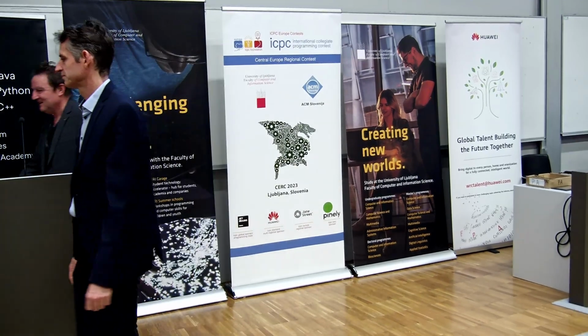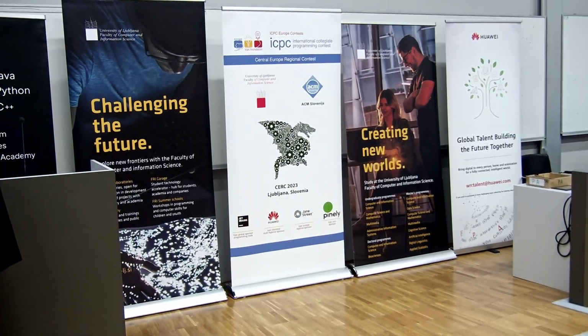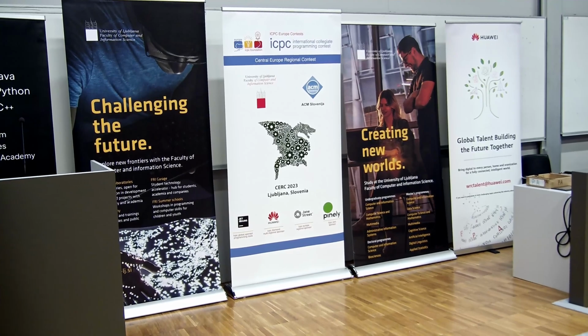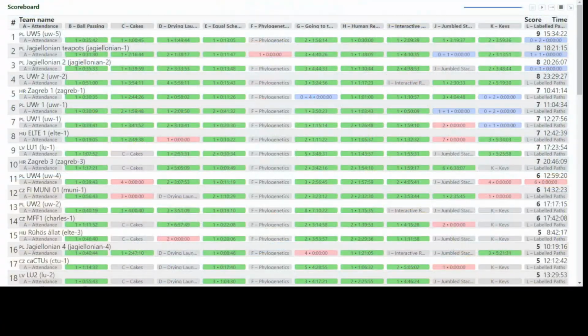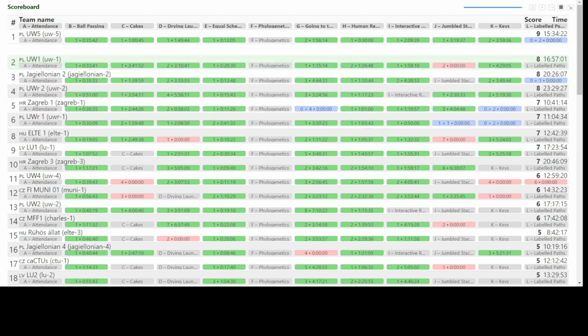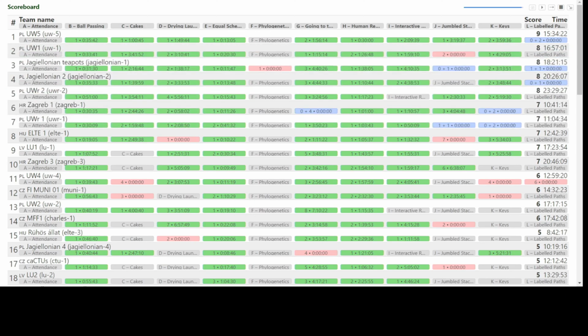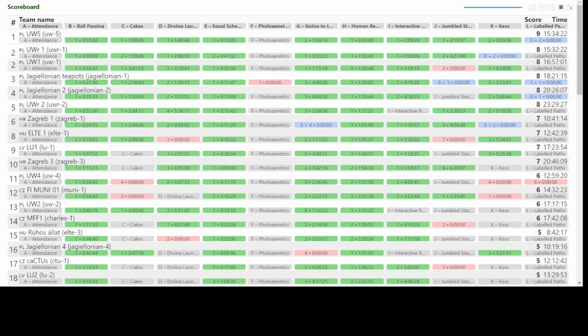In 7th place, we have University of Warsaw 1 with 2 attempts at problem J, which were not successful, but they have 1 remaining attempt at problem K, which was correct. And next in 7th place, University of Wrocław 1 with 1 attempt at problem J, also correct.